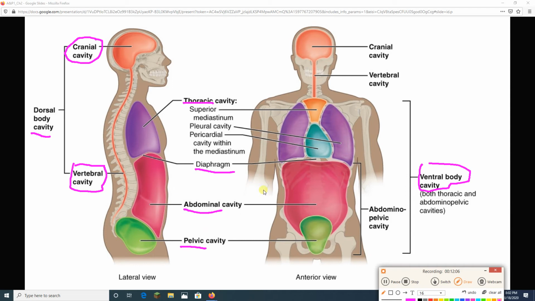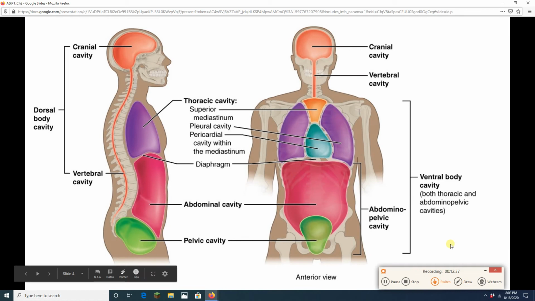Now, in the thoracic cavity, we are going to have a pleural cavity on each side, and then we're going to have a mediastinum, the whole thing here. The orange part will be the superior mediastinum. And this green area down here demarks the pericardial cavity, which is associated with the heart. Okay.